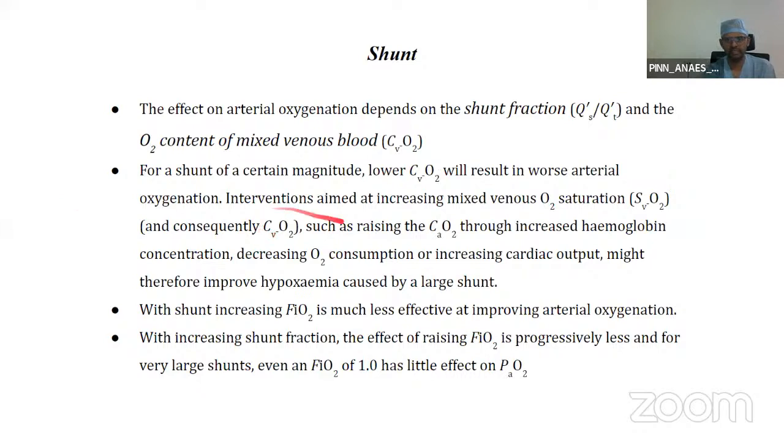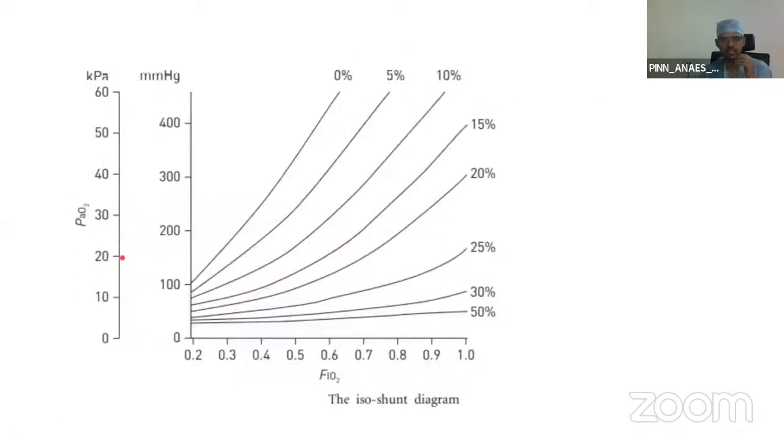Interventions aimed at increasing mixed venous oxygen saturation and consequently mixed venous oxygen content, such as raising the arterial oxygen content through increased hemoglobin concentration, decreasing oxygen consumption, or increasing cardiac output, might therefore improve hypoxemia caused by a large shunt. So with shunt, like our earlier cases, increasing FiO2 is much less effective at improving arterial oxygenation. Why? So this is an iso shunt diagram.